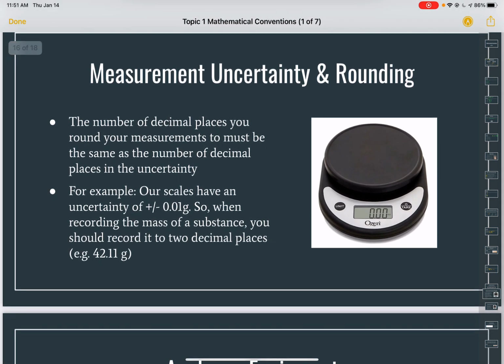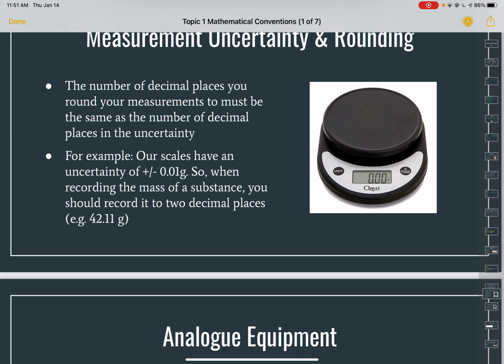The number of decimal places you round your measurements to must be the same as the number of decimal places in the uncertainty. So for example, our scales will have an uncertainty of plus or minus 0.01. So when recording the mass of a substance, you should record it to 2 decimal places. Because we've got 0.01, that's showing us that we can go to 2 decimal places.